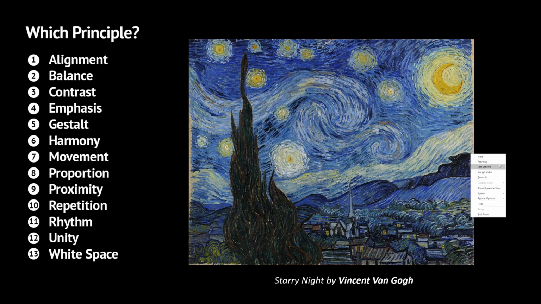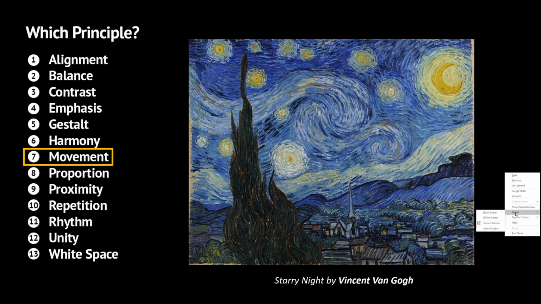Okay, in my opinion, the principle that is best represented in this image is that of movement. As you can see, the way he laid down his paint strokes, especially on the clouds, creates a very strong sense of movement and really guides the viewer's eyes across the painting.